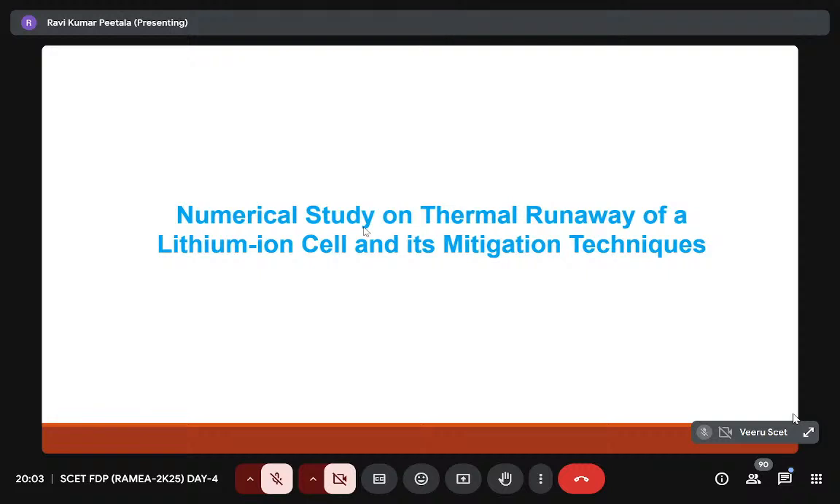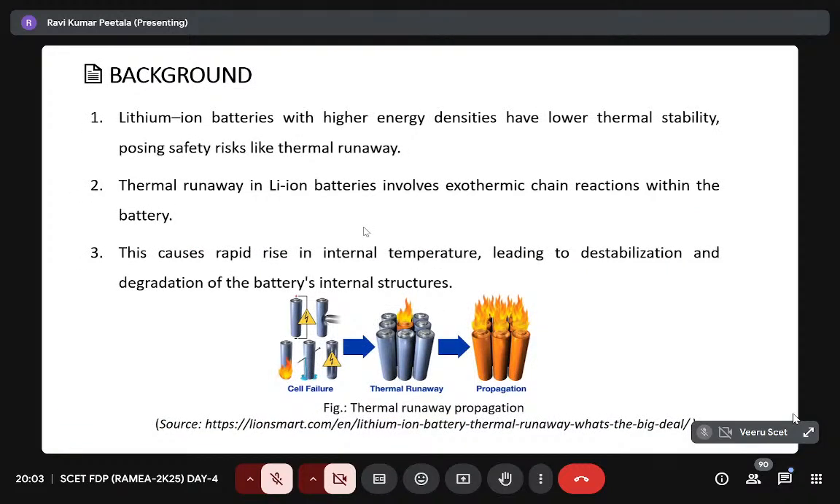That is what this portion is all about. Lithium batteries designed for higher energy have lower thermal stability and safety risks when thermal runaway happens. Thermal runaway in lithium-ion batteries involves an exothermic reaction inside the battery because of mechanical failures, electrical failures, or thermal failures. Due to that, chemical, exothermic reactions take place.